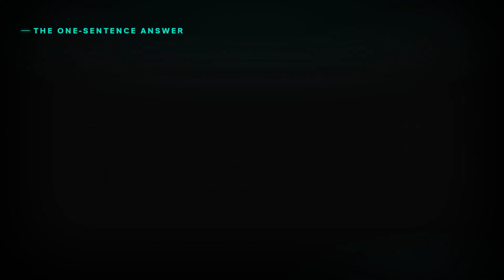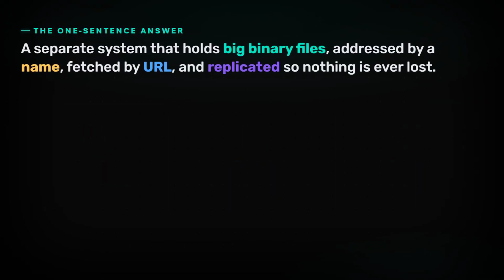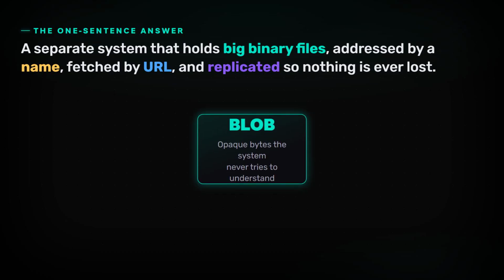Let's get into it. Here's the one sentence answer. Object storage is a separate storage system that holds big binary files, images, videos, PDFs, backups, addressed by name, fetched by URL, and replicated across many machines so nothing ever gets lost.